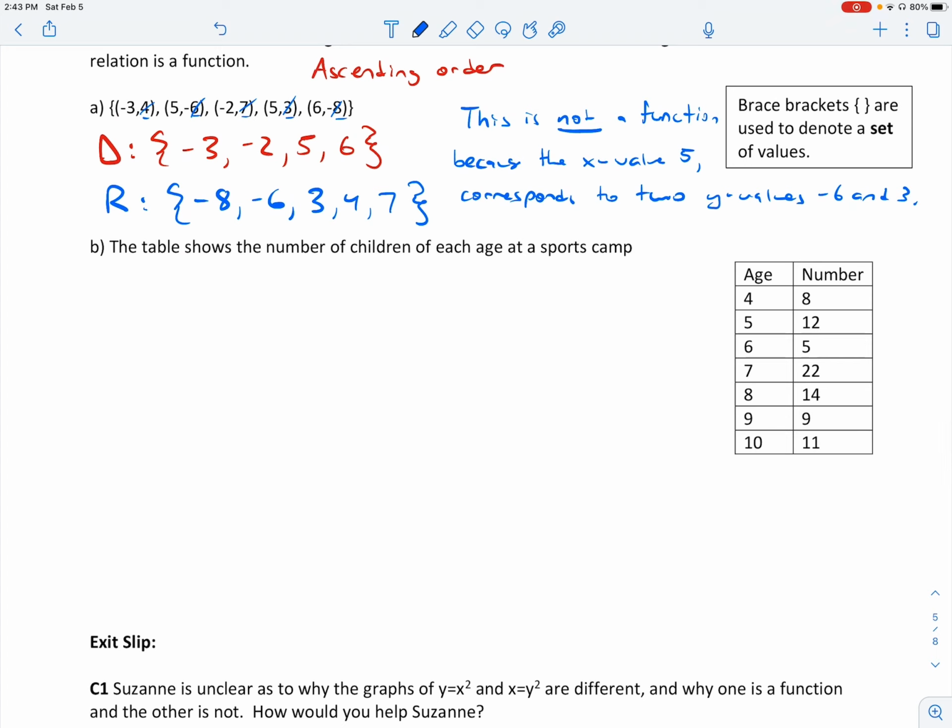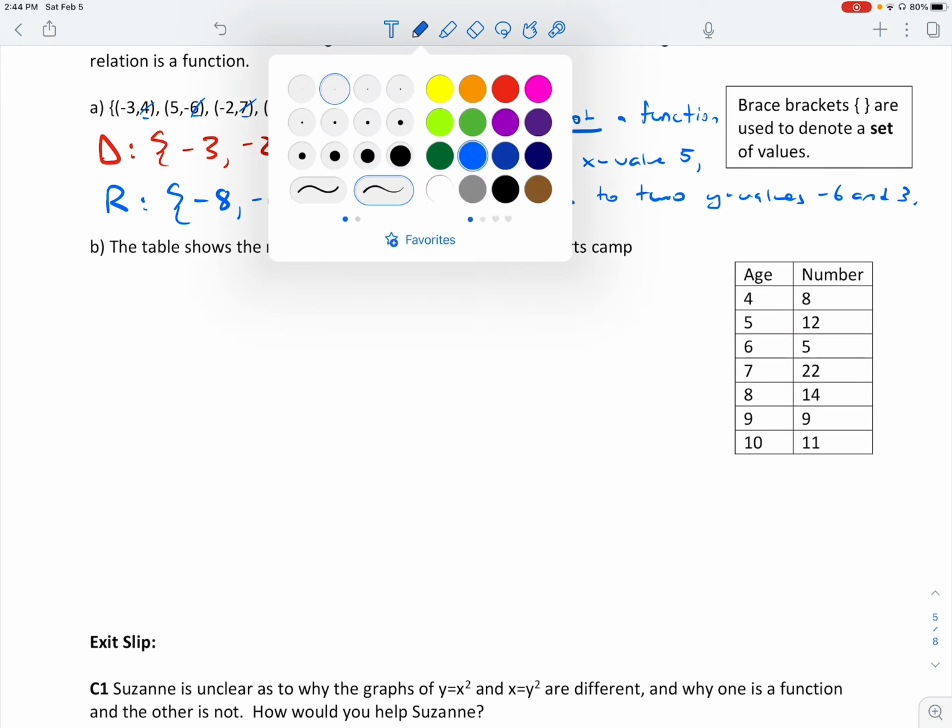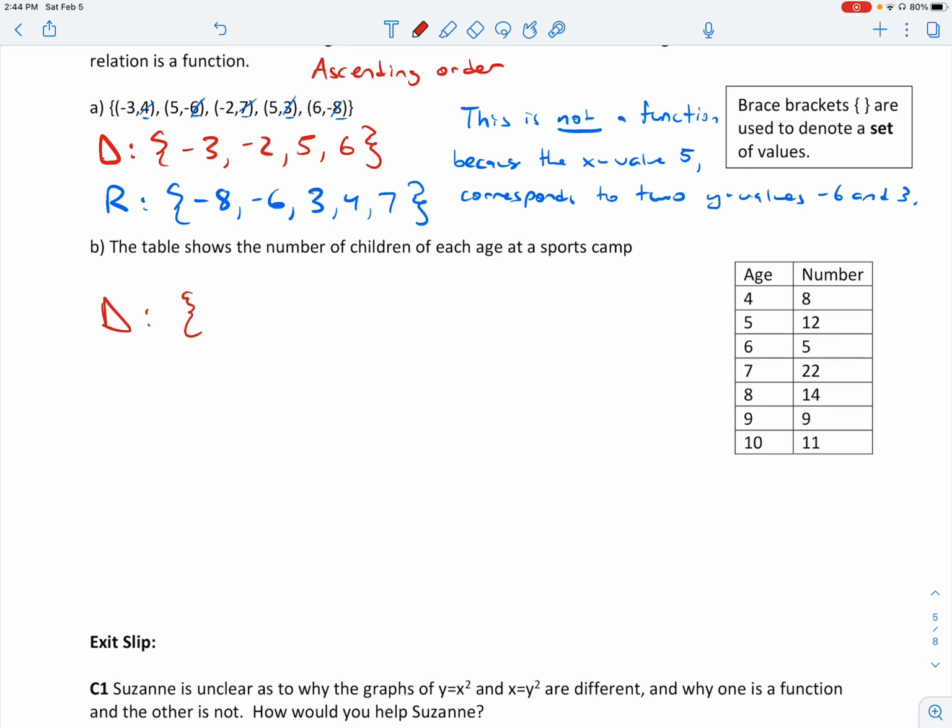Okay, part B. Now we're going to look at a nice table, and we'll do the domain and range. The domain is always all the x values, so I'm going to grab all these here, and write them in the domain, and put them in the proper order. They already are in the right order, going up from 4 to 10, so I'm just going to write those in. Looks like I got 7 elements in here. And now for the range. These have to go in ascending order, so we start with the smallest, 5. So 5, 8, 9. And then 11, 12, 14, 22. We also have 7 elements in here too.